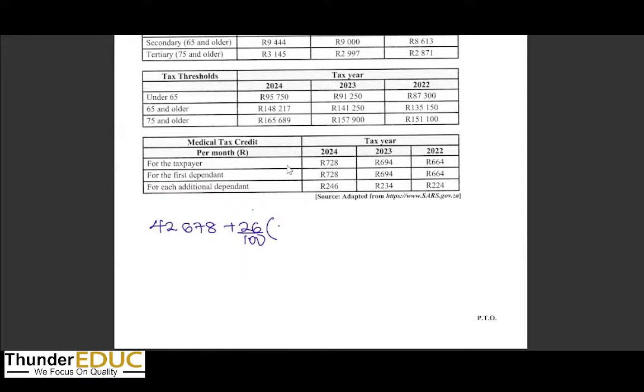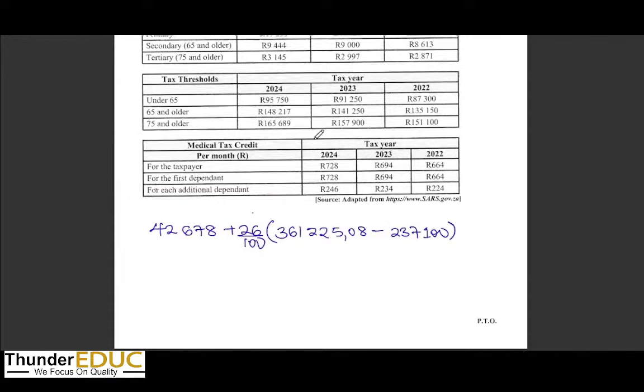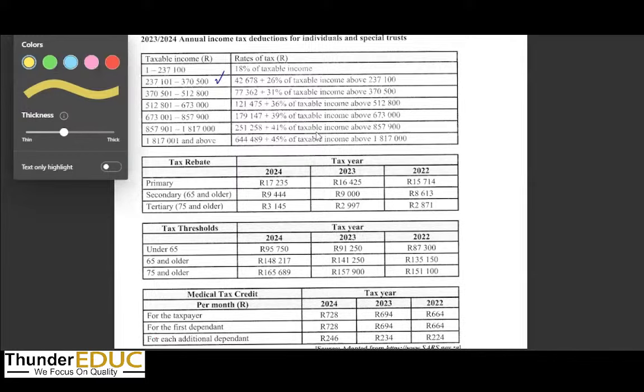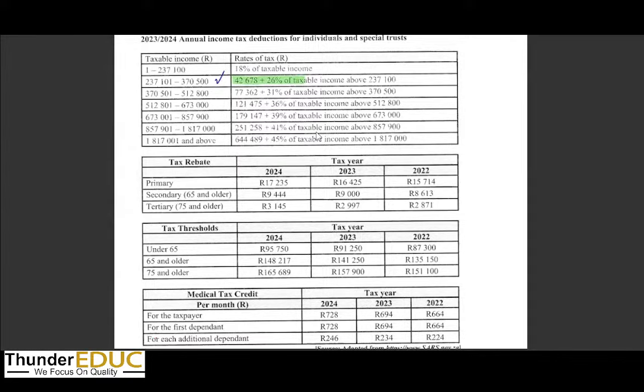26% into bracket. We shall put our taxable income that we came with from the other side, which was 361,225.80 minus the value that was found in bracket number 2, which is 237,100. This is important. We are looking at this number. This is what we're going to use to do calculations from here, like that. That's what I was writing that side.